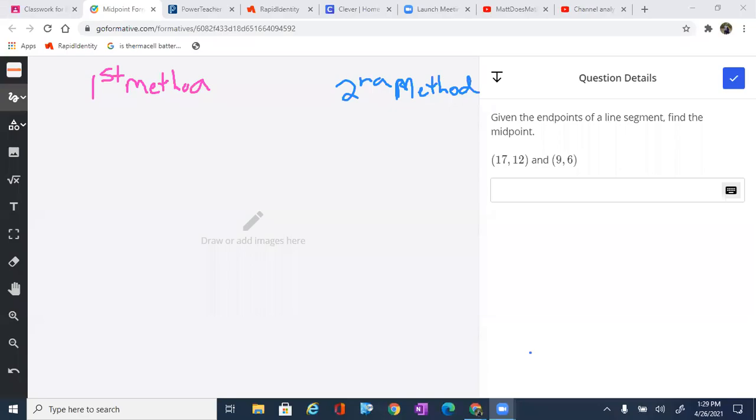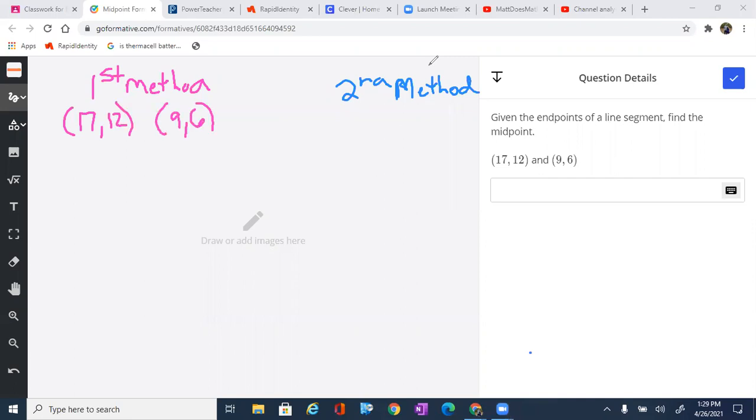All right, so we'll find the midpoint given two endpoints, and that is (17, 12) and (9, 6). So let's go ahead and start by writing that down. I'm going to write (17, 12) and (9, 6).